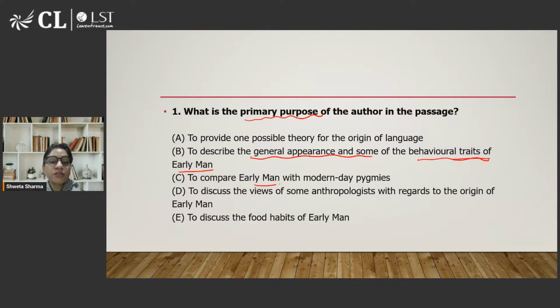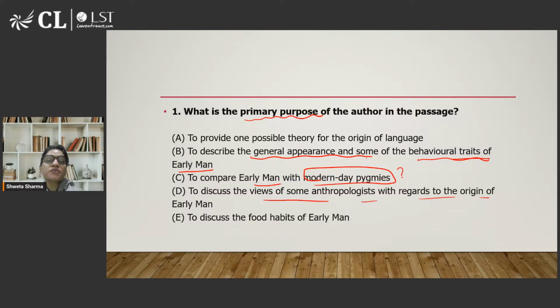To compare early man with modern day pagans, are we anywhere comparing? Discuss the views of some anthropologists with regards to the origin of early man, or discuss the food habits. Food habits is also one thing. So you can always try to eliminate and get the answer, guys. What do you think is the probable option? Let's try to eliminate and get the answer. One possible theory for the origin of language is just one part, right? A cannot be the answer.